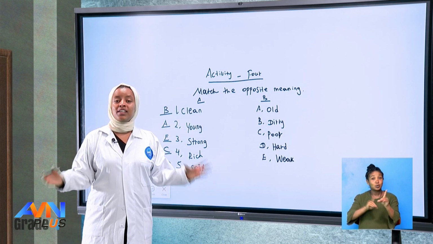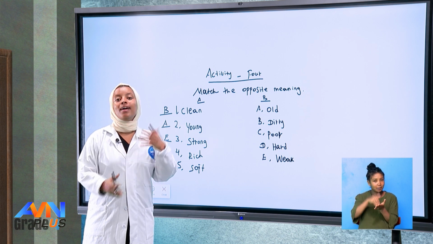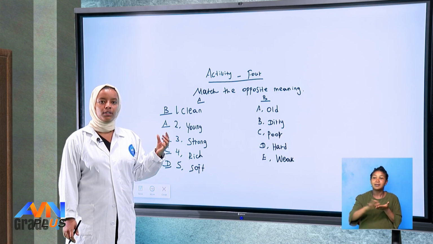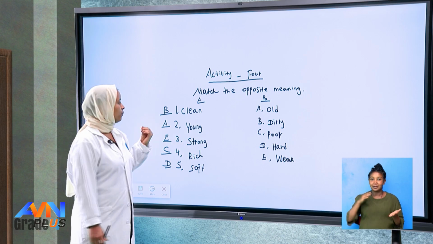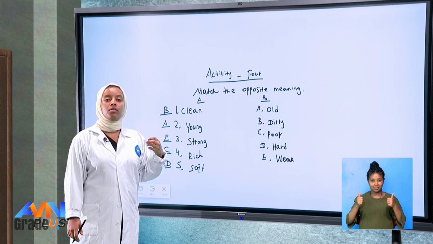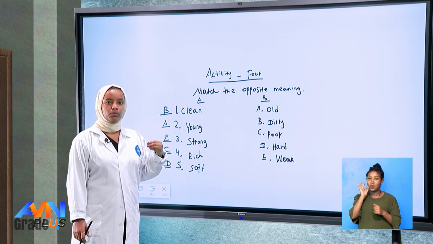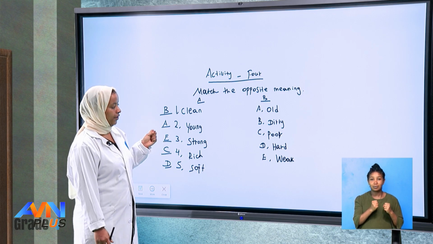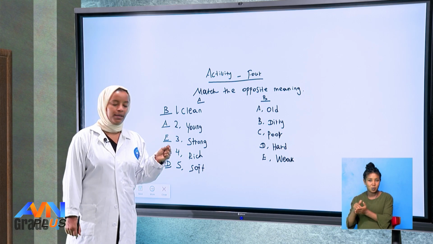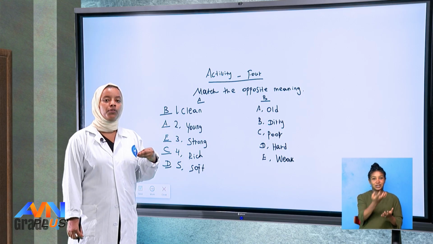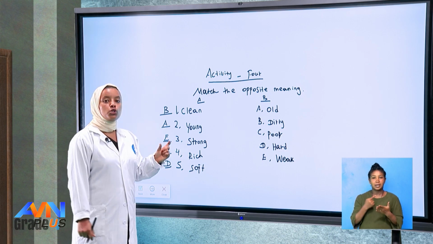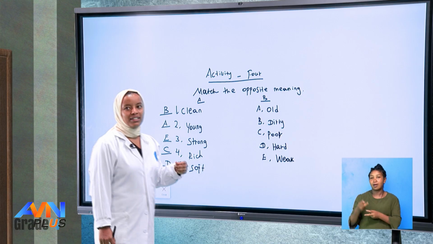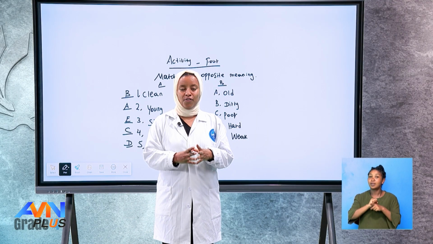Students, don't forget, read and repeat the words with me loudly. Clean, dirty. Young, old. Strong, weak. Rich, poor. Soft, hard. Students, this is activity 4.